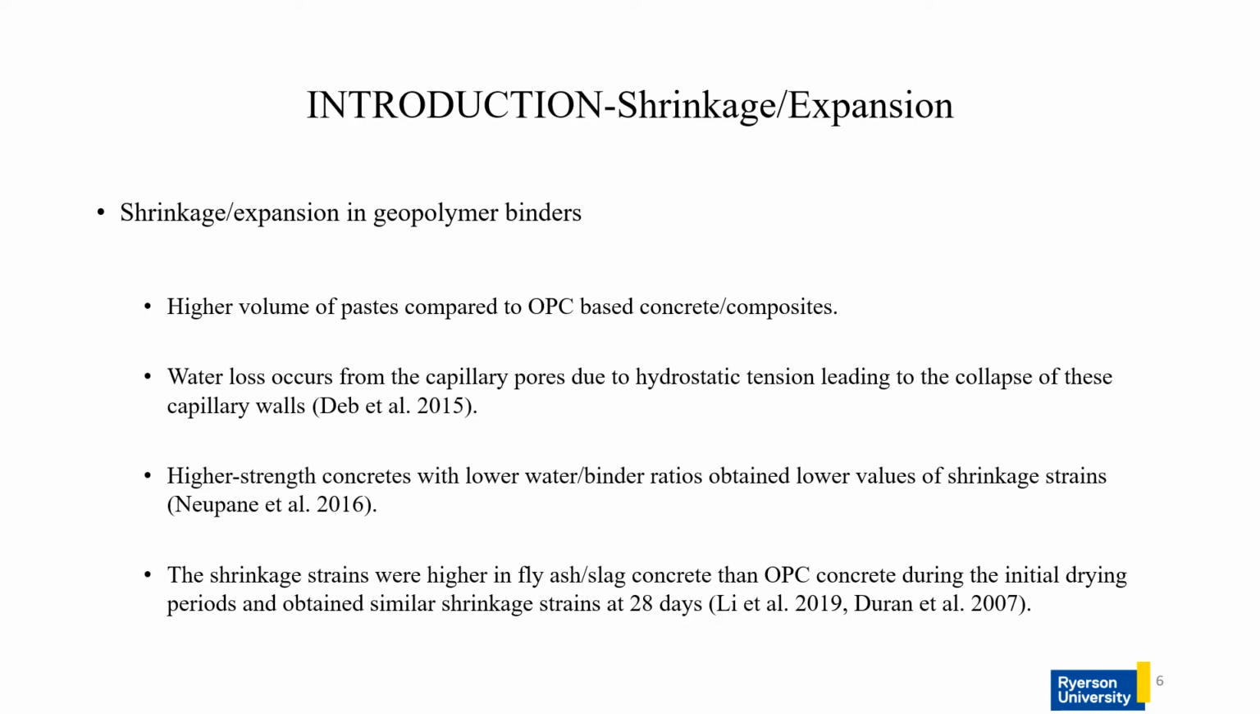That's why we used high calcium materials like class C fly ash and slag in our research in order to obtain higher strengths. And we also used calcium hydroxide and sodium metasilicate in order to maintain high calcium in the system, to obtain higher strengths and mitigate the shrinkage effects in geopolymers. The shrinkage strains were higher in fly ash slag concrete than OPC concrete during the initial drying periods, and obtained almost similar shrinkage strains at 28 days.